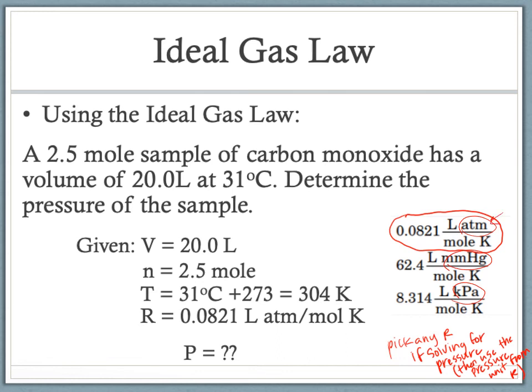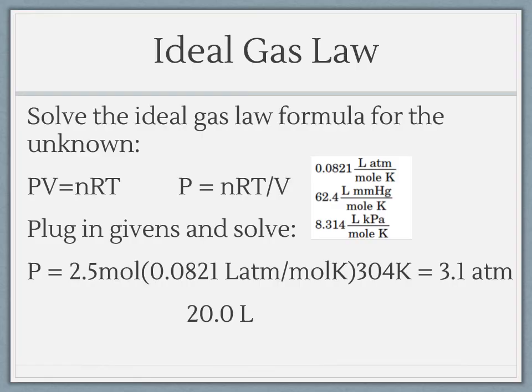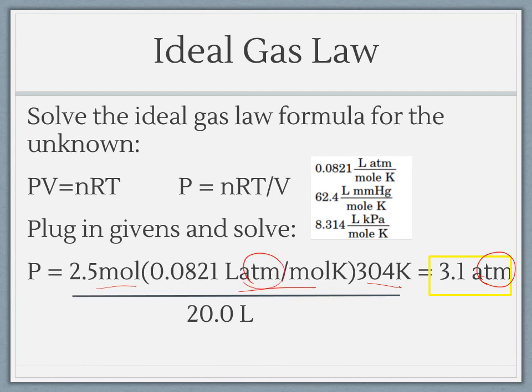Now, P is what we're solving for. So we have PV equals nRT. We're going to plug in our variables and solve for pressure. So we have moles times R times temperature, and that is going to be divided by 20, which was our volume. And we get 3.1 atmospheres. Again, that pressure unit we get straight from the unit of R.